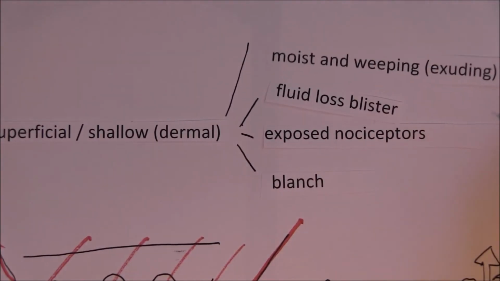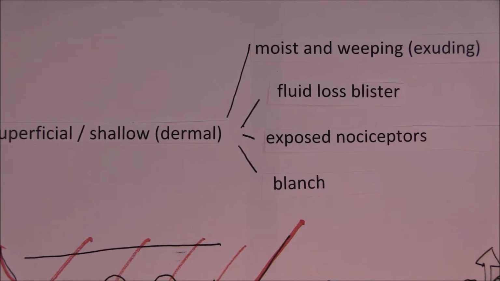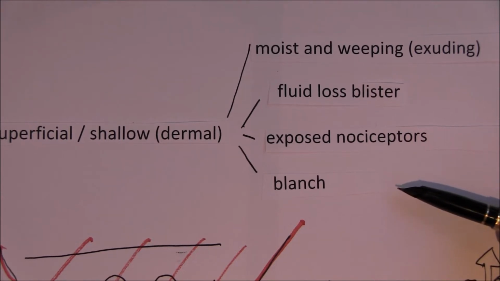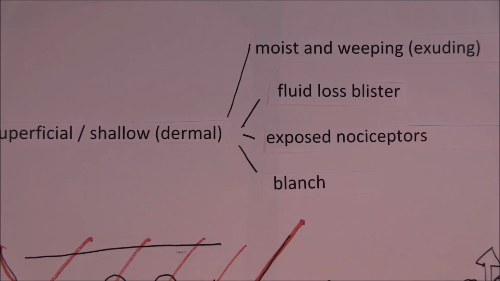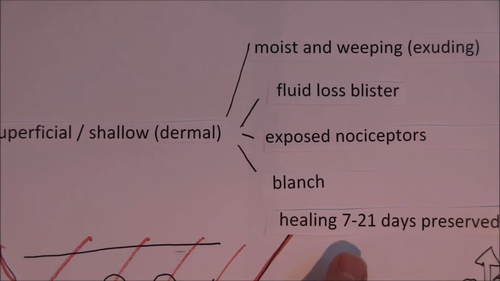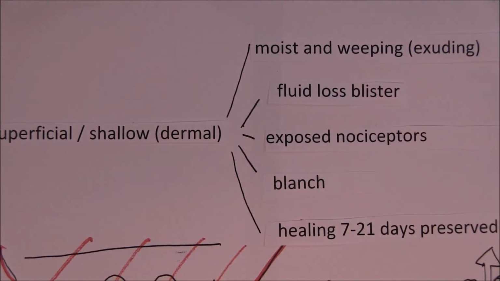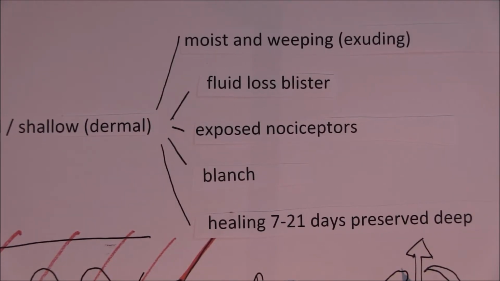So we press and we still get blanching. An important clinical observation. So we've got fluid loss, moist wounds, we've got blistering, we've got great pain from the exposed nociceptors, and we've got preserved blanching. Now, what are the implications for healing? Well, healing is normally 7 to 21 days, as long as we can keep the wound moist and keep the infection out. Healing is in 7 to 21 days. And there's preserved deep structures. I'll show you what that means in a minute. Preserved deep structures.